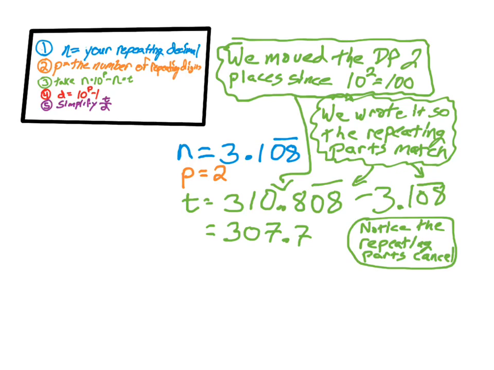Now, we're going to get D, which is 10 to the p minus 1. And if you remember, I said if there's 2 decimal places, then that means we're going to have 2 nines. And the reason is we get 100 minus 1, which is 99.